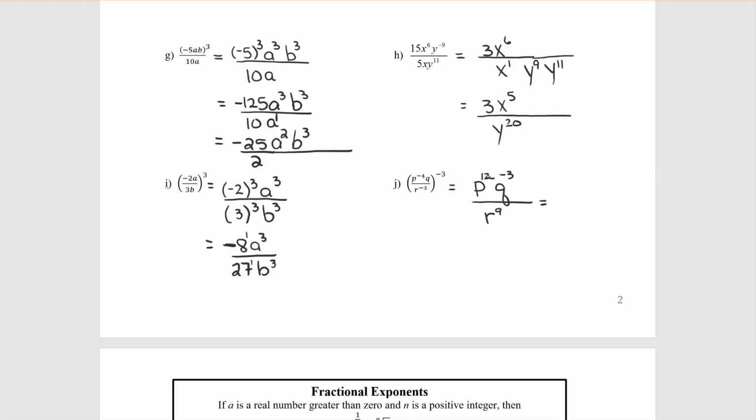I have a positive exponent here, so it's going to stay put. The negative 3 power is going to drop that term down to the denominator. And the r to the 9 is staying put because its exponent is positive. And now we've got a fraction that's reduced because none of these have the same bases, so we can't do anything more to this problem. So that would be your final answer.